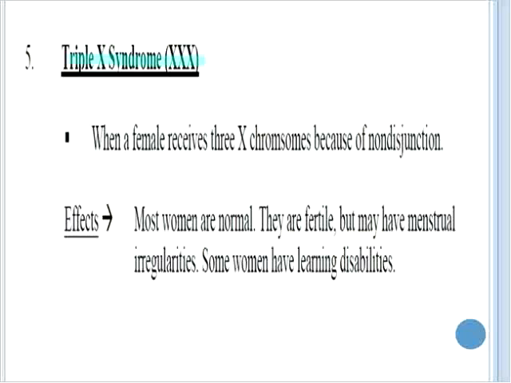Triple X syndrome is caused as well by non-disjunction of the X chromosome. It results in a female receiving 3 X chromosomes. The effects are marginal. Most women are normal. They are fertile, but they may have menstrual irregularities. Some women as well have learning disabilities.